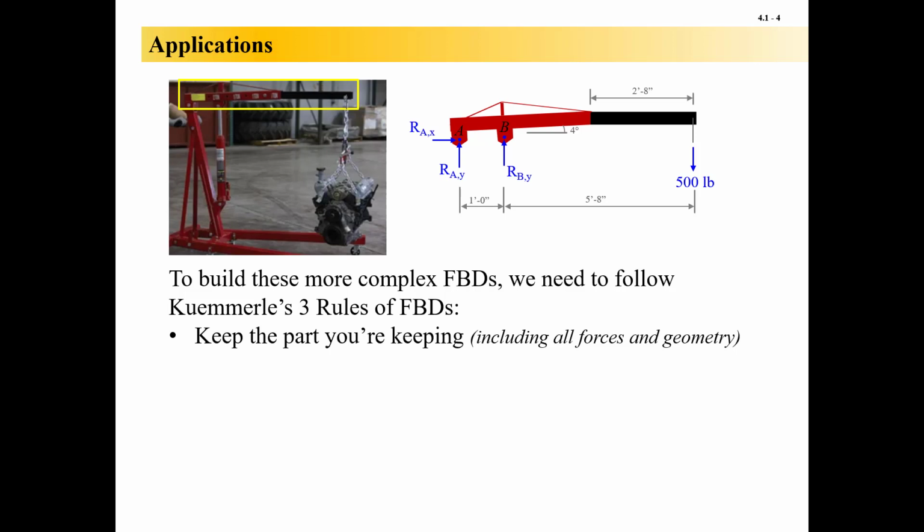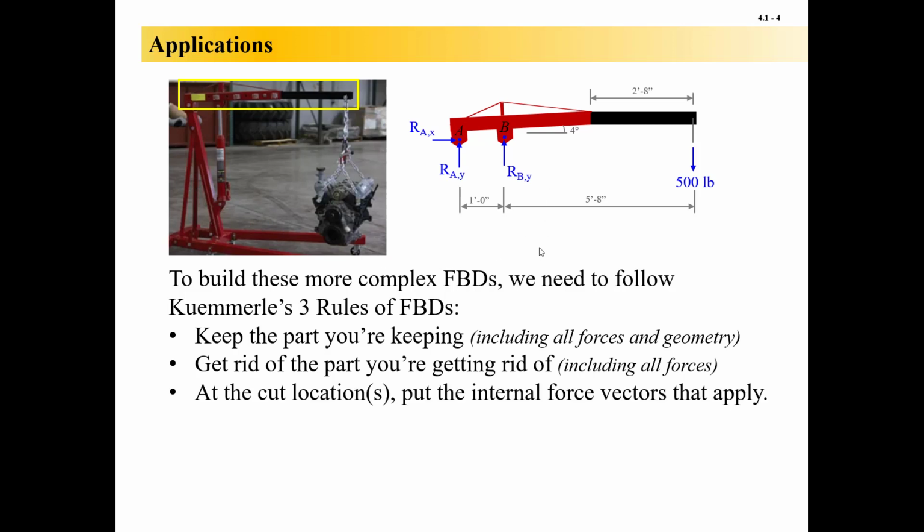You're going to keep the part that you're keeping, including all the force and geometry. So here, this free body of this thing up here bounded in the yellow box. I've got the 500-pound load coming down. I've got A here and B and the angle of that, and then the length of everything. So I've kept all the parts that I'm keeping, and then I'm getting rid of all the parts that I'm getting rid of. The rest of the structure down here is not on this free body.